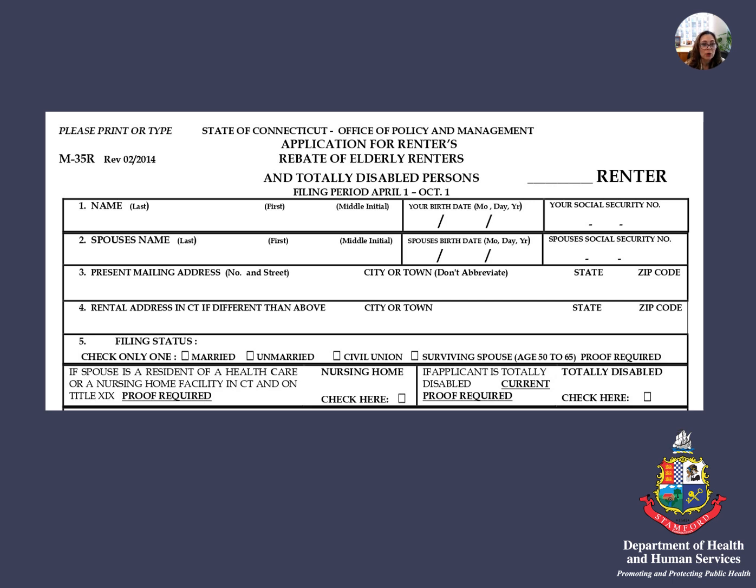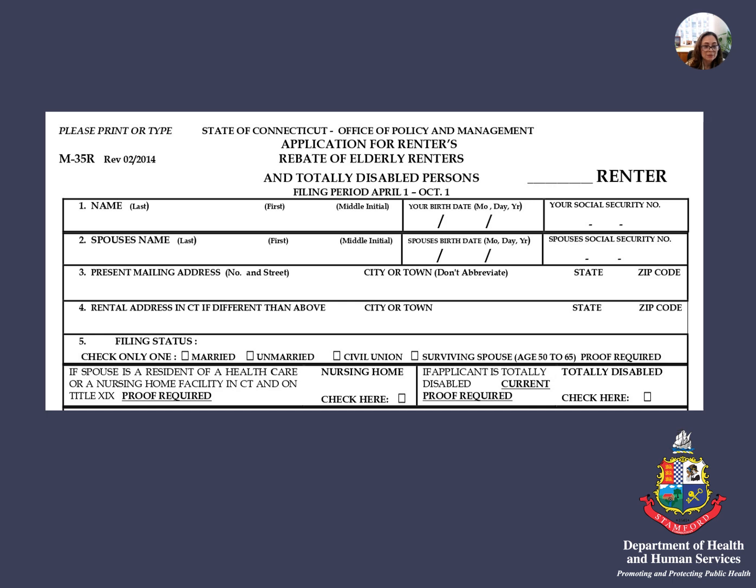Step number 4, rental address in Connecticut. You will need to fill out this section only if your rental address is different from your mailing address. Rental address here, including your city or town, state, and zip code. You must have lived in the state of Connecticut for at least 1 year before your application is submitted.